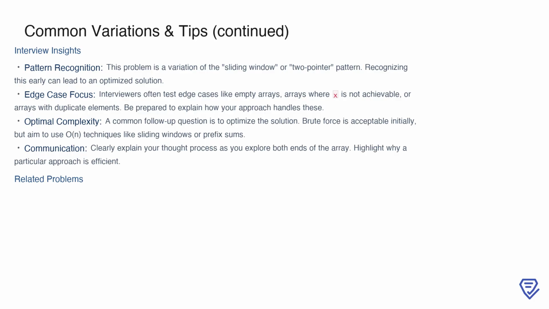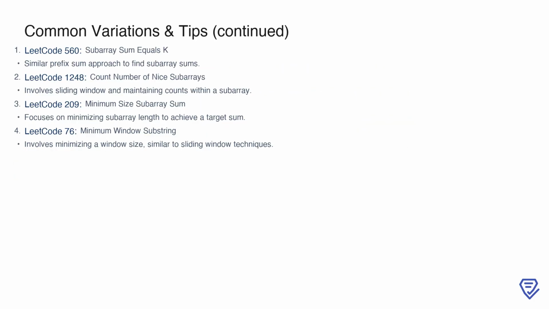is efficient and robust. This problem shares similarities with several other LeetCode problems. For instance, LeetCode 560, subarray sum equals k, uses a similar prefix sum approach to identify subarray sums. LeetCode 1248, count number of nice subarrays, involves sliding windows and counting elements within a subarray to meet specific criteria.